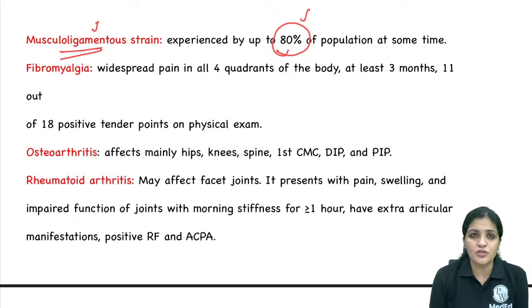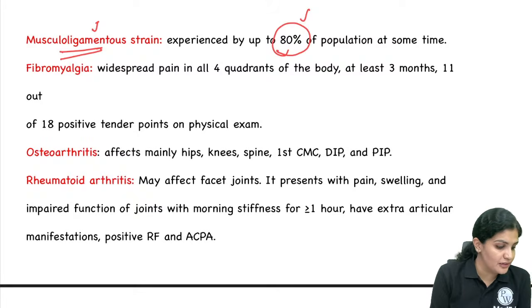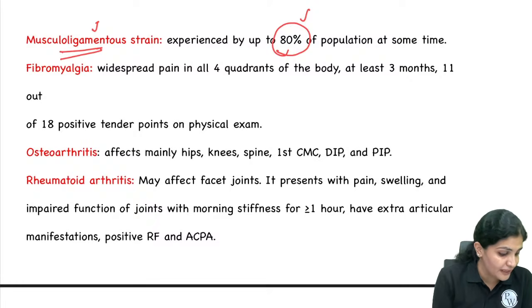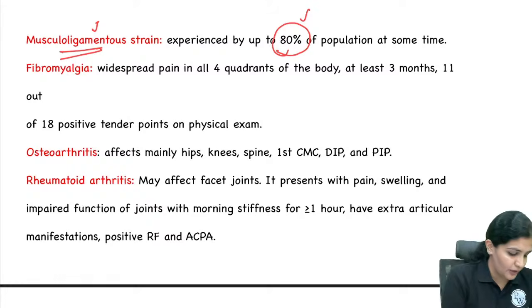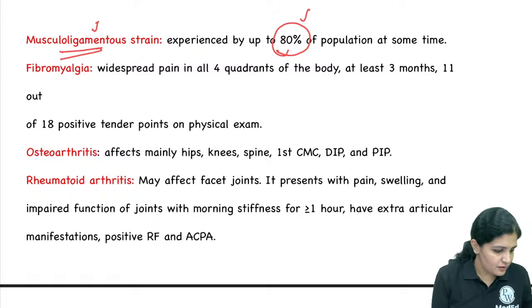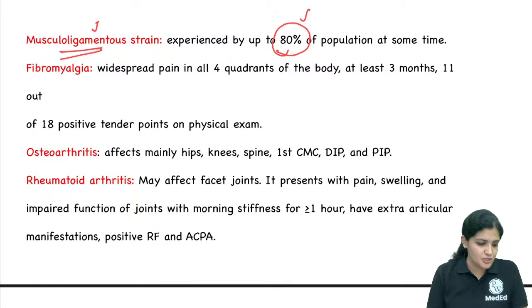Now the most classical example is the flute guy who is disturbing us. He is having a pain, low back pain. So this is clearly the musculoligamentous strain. Okay. Yes, it is musculoligamentous strain.